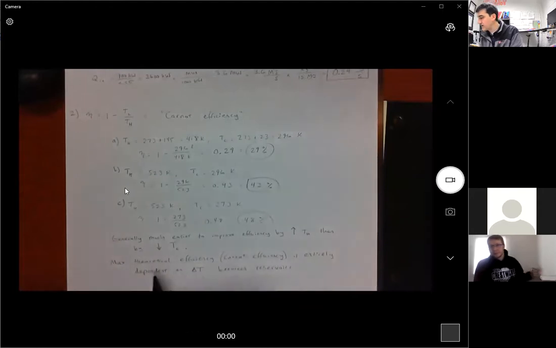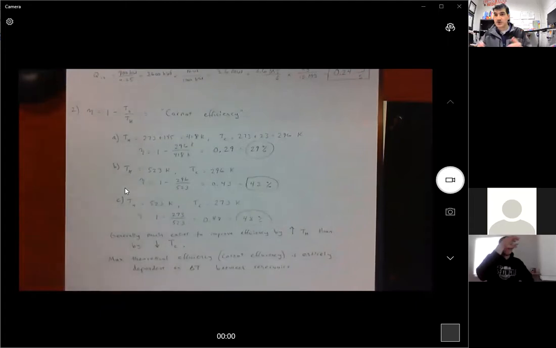All right, so the point here is that the maximum efficiency that you can get in a heat engine is entirely dependent upon the temperatures that you're operating at, and specifically the delta T, the difference between the temperatures between the hot and the cold reservoirs.